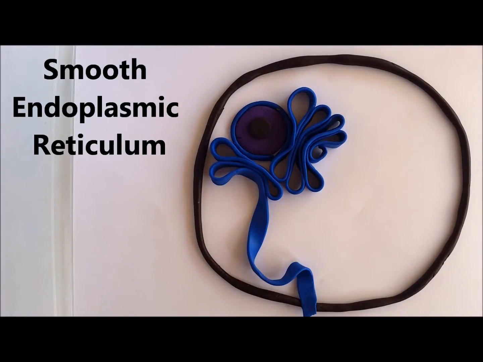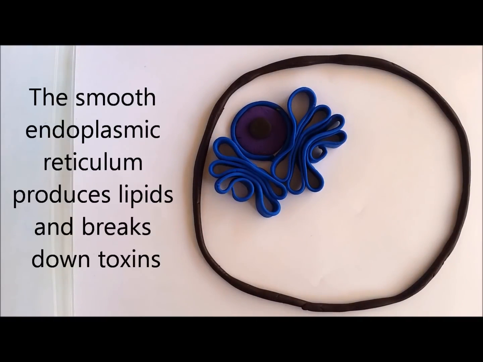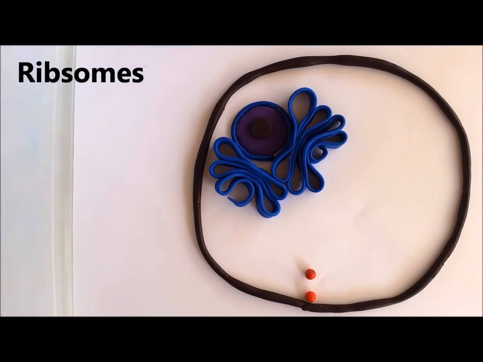Then we have the smooth endoplasmic reticulum, which again is a bunch of flattened membrane sacs, but this is where lipids or fats are produced and then toxins or toxic substances are broken down.